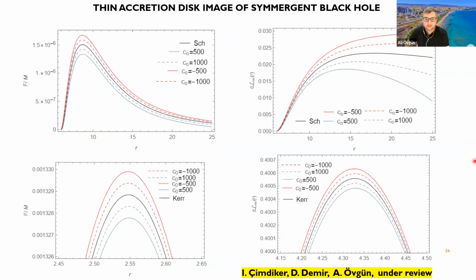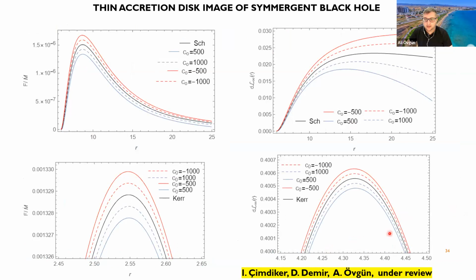In a separate paper, we also look at the triangulation of this image, and we also look at the variation of the energy flux with the radial coordinate, and also the variation of the differential luminosity with the radial coordinate. And this paper is also now under review.